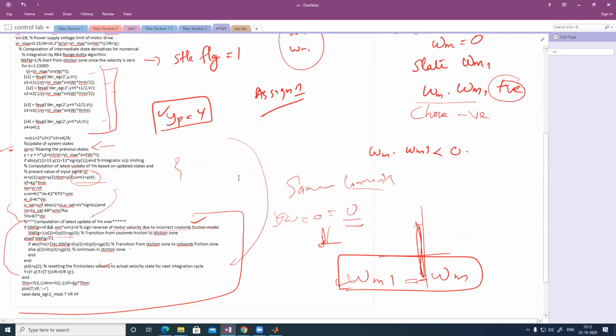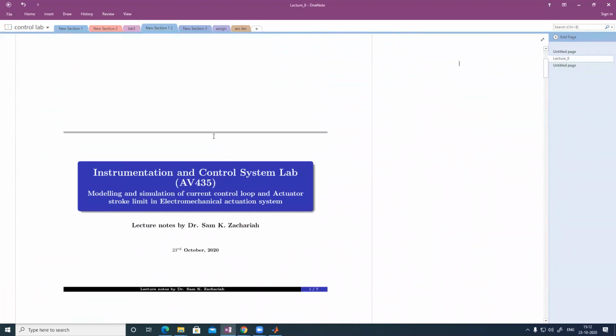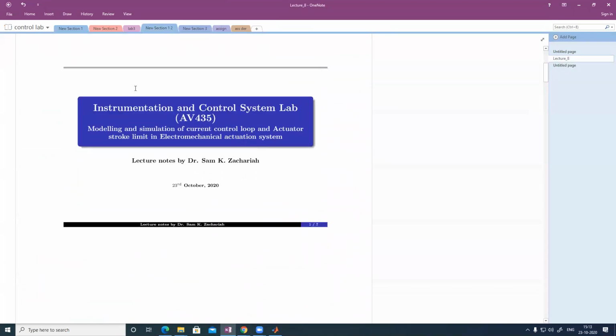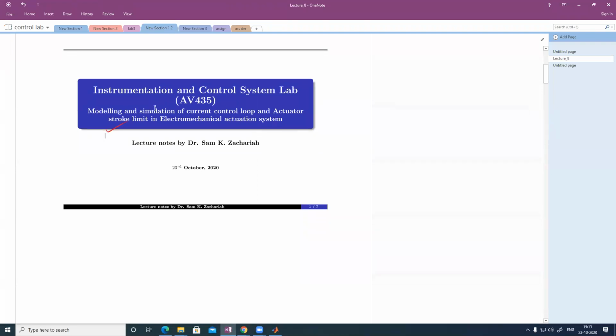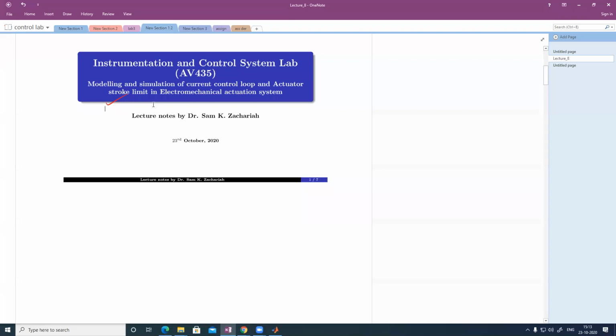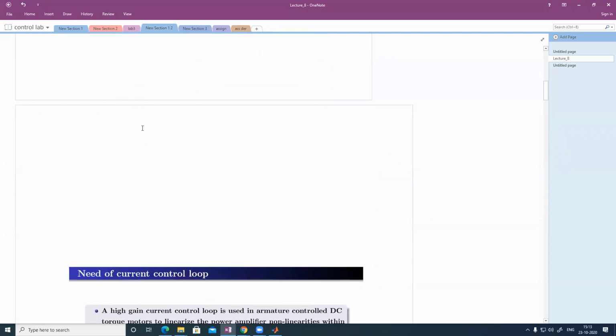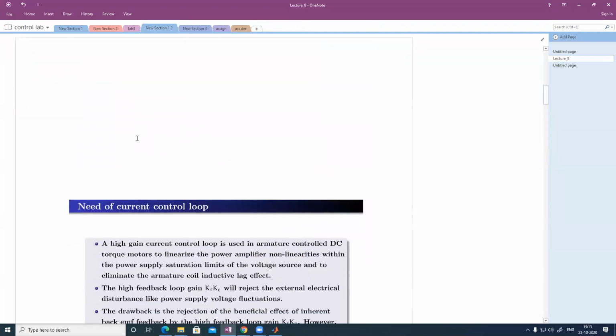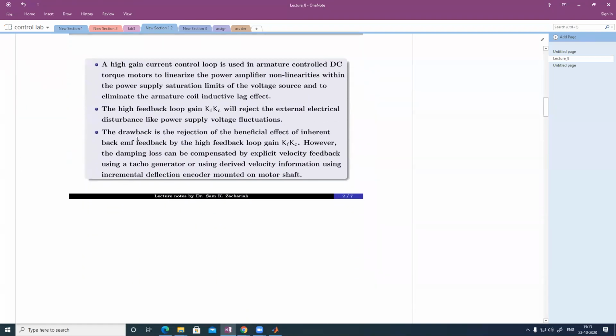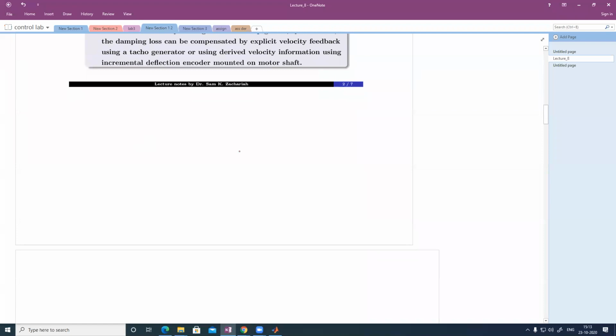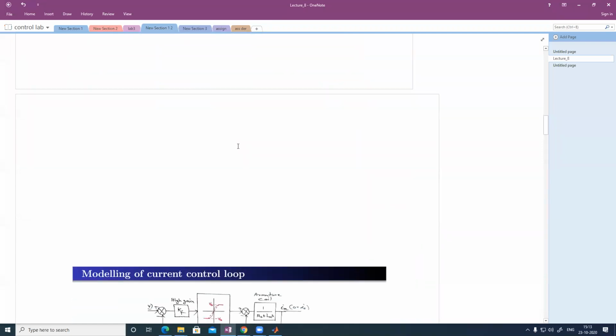So today I am sending you one more assignment. Last time we did this current loop. So current loop and the actuator stroke limit. One more assignment you have to submit before next week. This current loop I explained. These things I will mail you today.